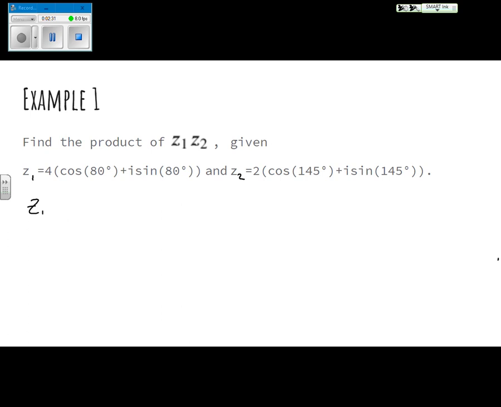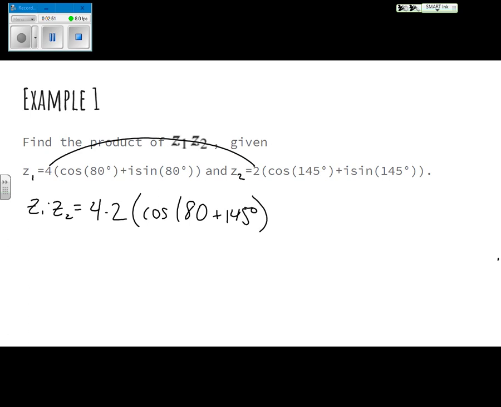So in order to do Z1 times Z2, let me write out what's going on in my head. I'm going to take 4 times 2, right? I'm taking the R's that are camped out in front right here, and notice that it leaves the polar form pretty well. I've got the 80 degrees and the 145 degrees, and I do the same thing. I'm just going to put an i sine, and I'm going to have 80 degrees with the degree symbol, and then 145 degrees.